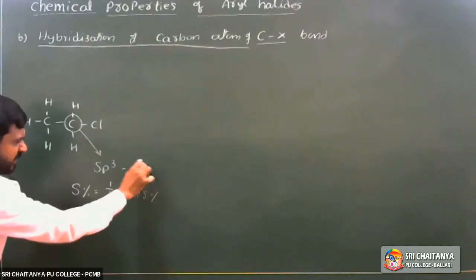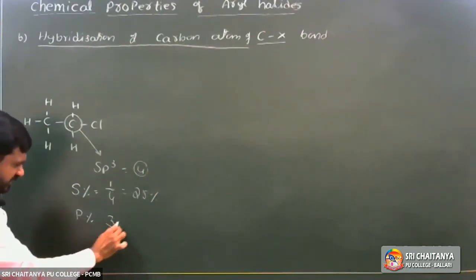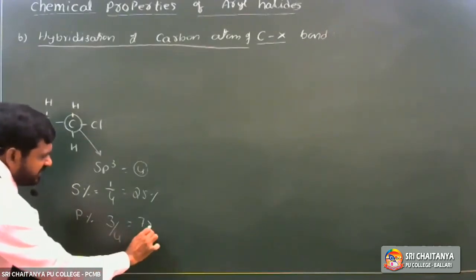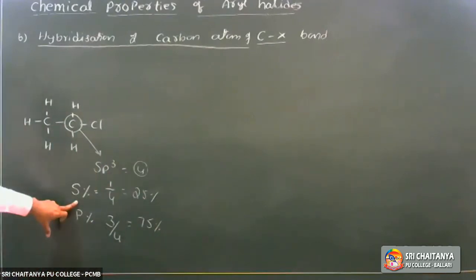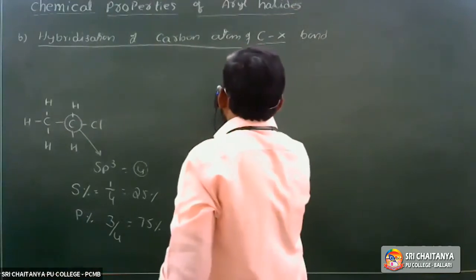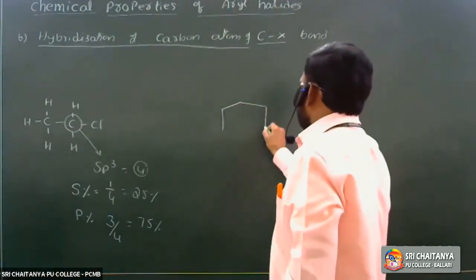The total number of hybrid orbitals is 4, and out of the 4 hybrid orbitals, 3 are p orbitals. So 3/4 p character means 75% p character, and s character is only 25%. In case of aryl halides, it is the benzene ring.